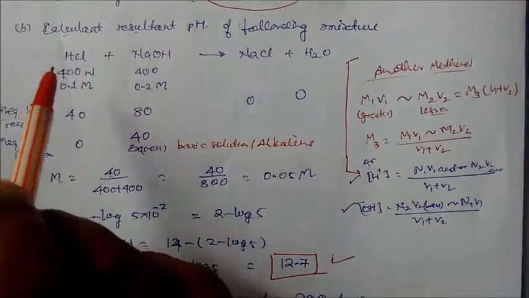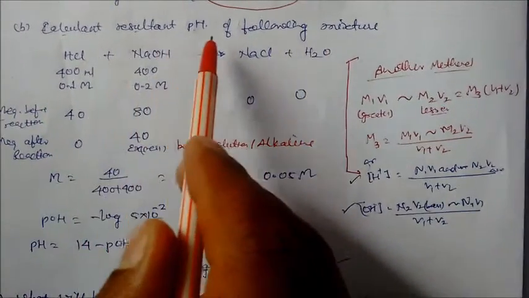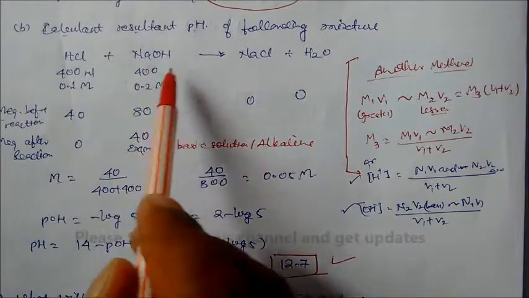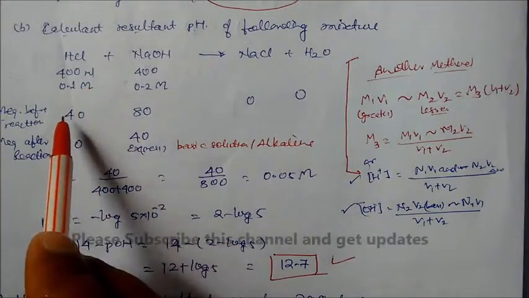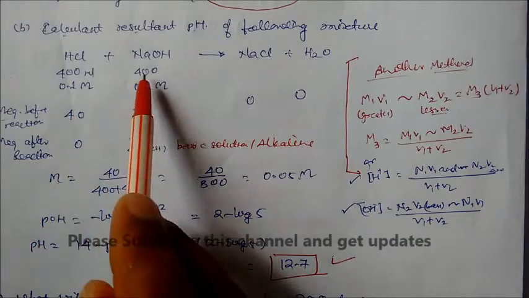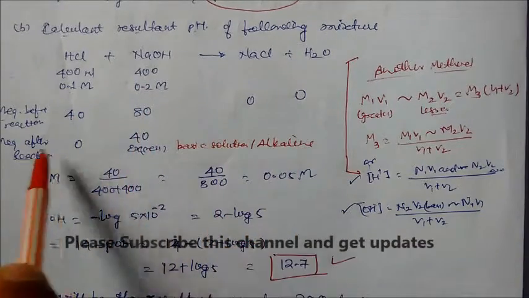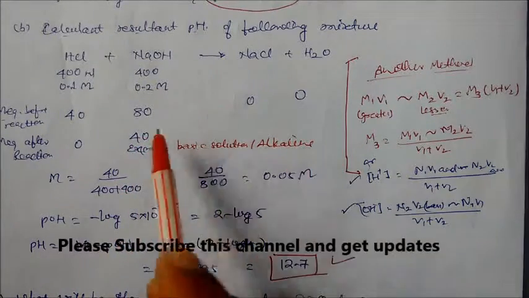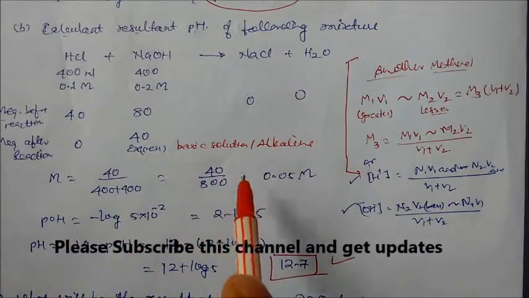Second, let us see a different question. Calculate the resultant pH of the following mixture. This is HCl, this is the volume given, and a different concentration of sodium hydroxide. So if we solve it, the milliequivalents before reaction are 40 and 80, and after reaction this is 0 and this is 40. So here the solution is basic, or alkaline.